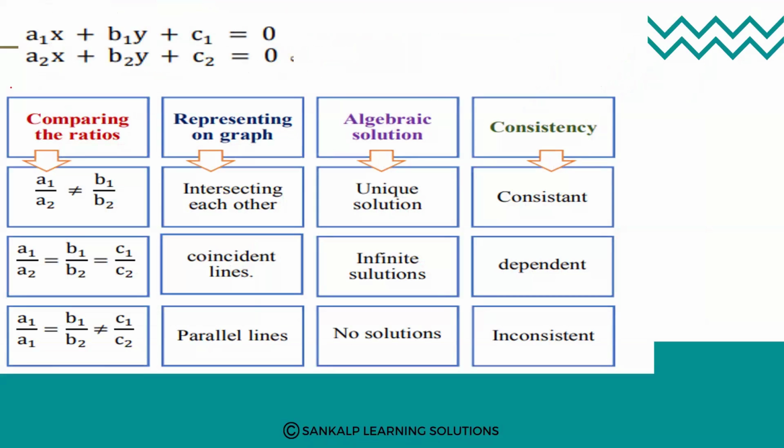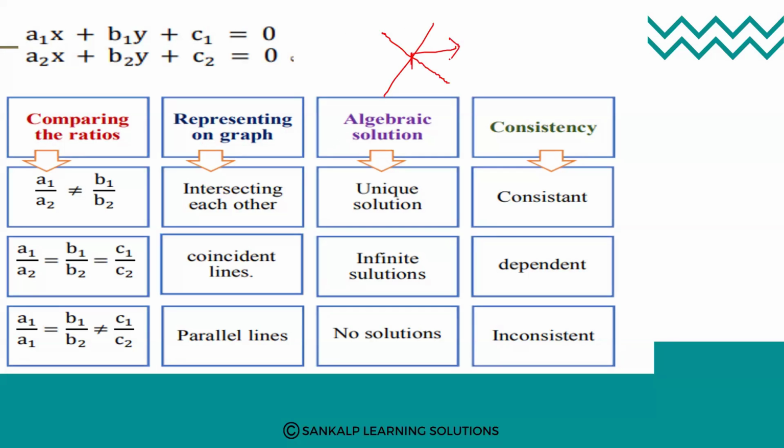So comparing the ratios, that means a1x plus b1y plus c1 is equal to 0, a2x plus b2y plus c2 is equal to 0. These two are the pair of linear equations. Here, if I compare a1 divided by a2 and b1 divided by b2, if a1 divided by a2 is not equal to b1 divided by b2, then it has two lines that are intersecting each other at a particular point.